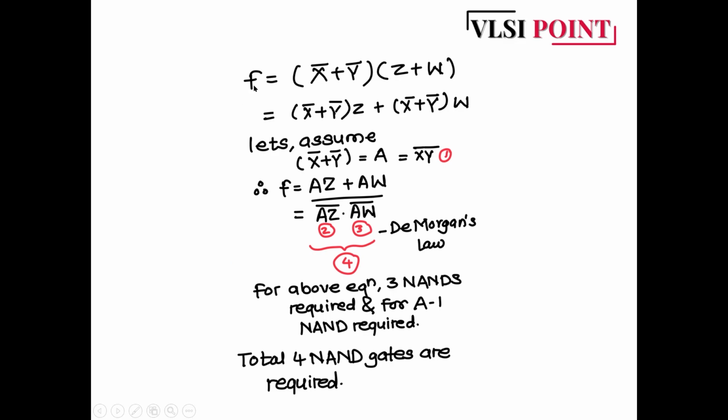We have written down the function F = (X' + Y')(Z + W). Let's multiply with Z and W. Our function becomes (X' + Y')Z + (X' + Y')W. We are just keeping X' + Y' as A in the equation, and our equation becomes F = AZ + AW. But to implement this function in the form of NAND gates, we have to use De Morgan's law. You can see here, AZ + AW we can write in the form of ((AZ)'(AW)')'. It's like A + B we can write as A' B' whole bar.